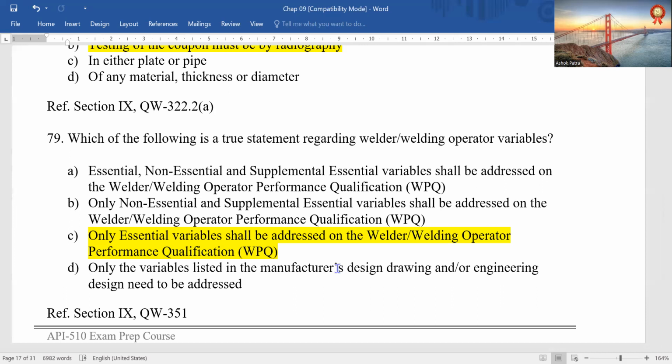Which of the following is a true statement regarding welder welding operator variables? Only essential variables shall be addressed on the welder welding operator performance qualification.